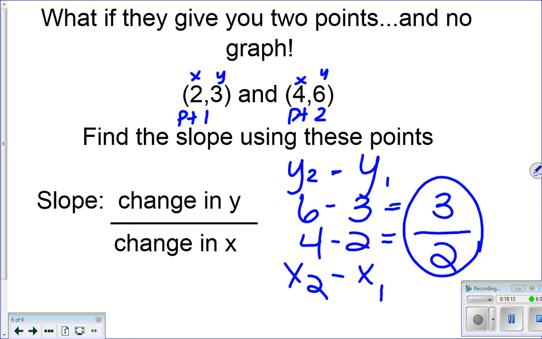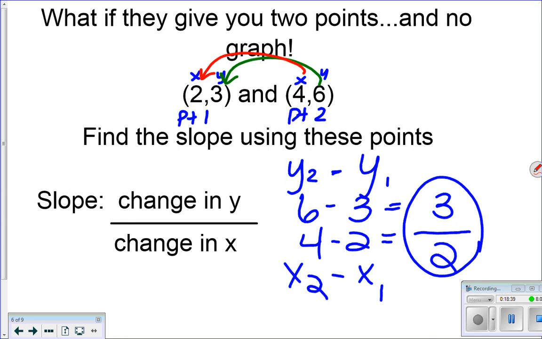So I took the y at my point 2 minus y at my point 1, and the x in my point 2 minus my x in my point 1. What's happening is you're taking this one minus this one, and then you're going to take this one minus this one. And that's going to give you your slope. Slope doesn't always have to have a 1 underneath of it. Slope can have all kinds of numbers in it.